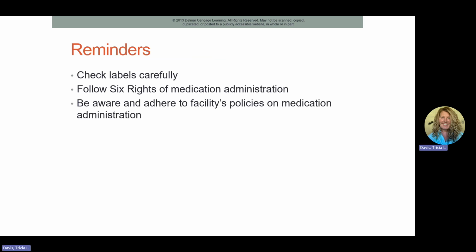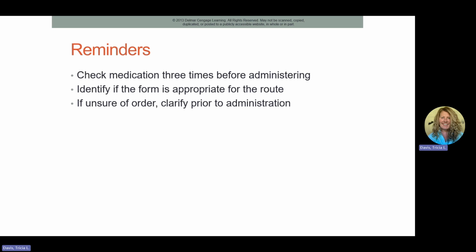Reminders: we want to carefully double check all of our labels, follow our 6 rights of medication administration, and make sure that we are aware of our facility's particular policies on medication administration. We want to check our medication 3 times before we administer it. We want to make sure that we identify that the form that is ordered is what we have in front of us. And if we are unsure about anything, we will always clarify before we administer the medication.